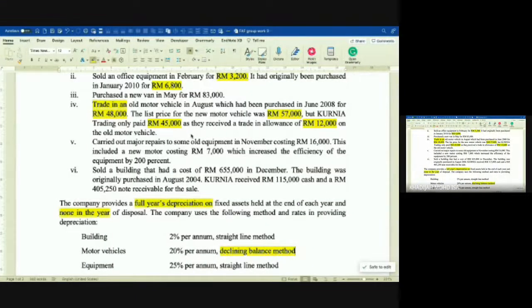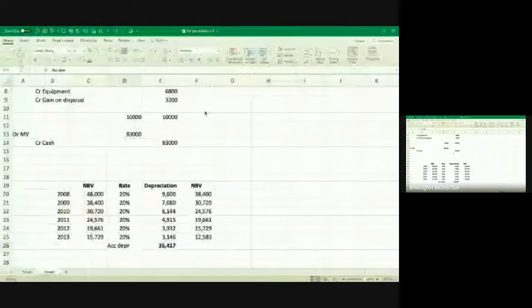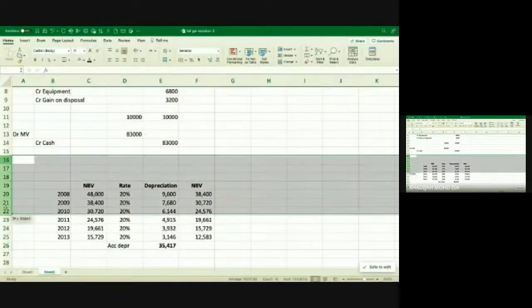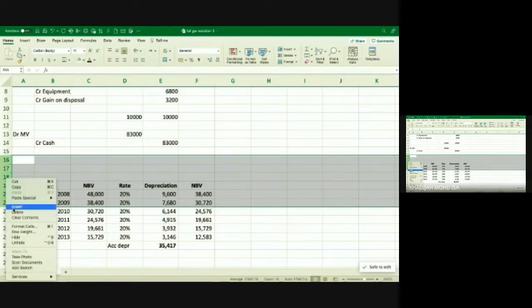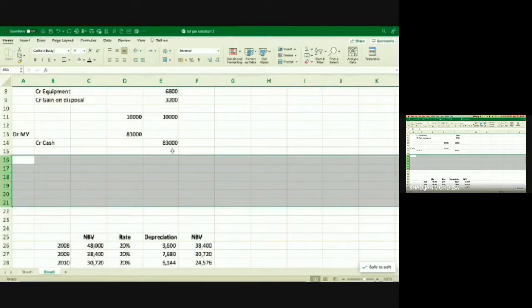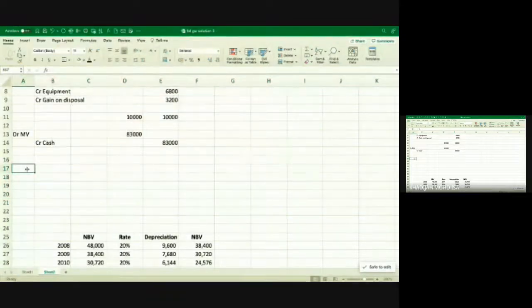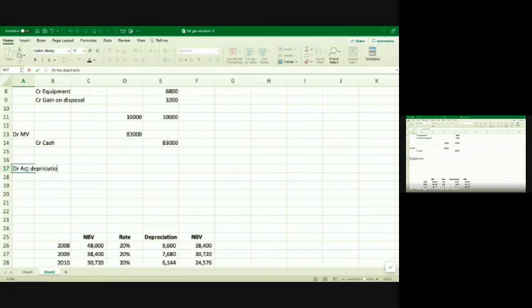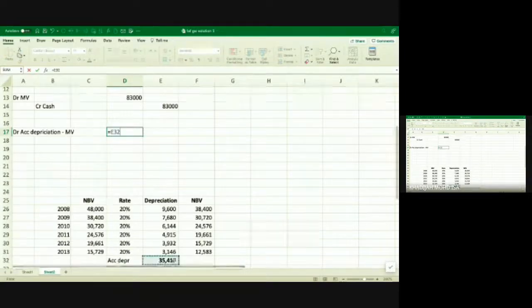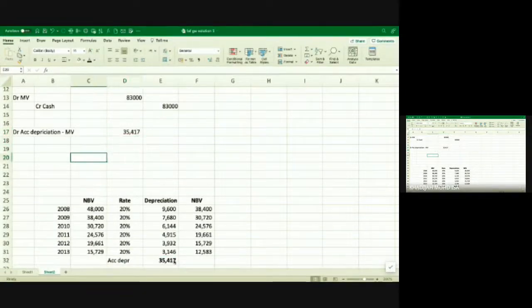And then you have a new motor vehicle. So how are you going to record this? Let me see, insert. What's the time now? All right, 3:12. Okay, so how are you going to record? Debit accumulated depreciation for your motor vehicle. How much is it? You are going to take that figure, 35,417, and you know that you credit your motor vehicle. How much is the cost? The cost is 48,000.